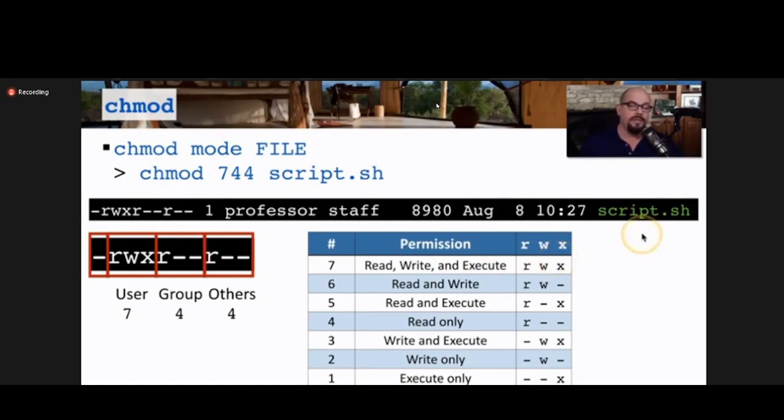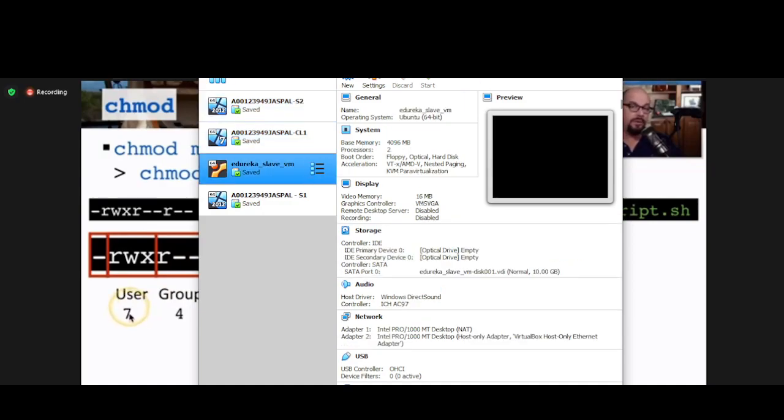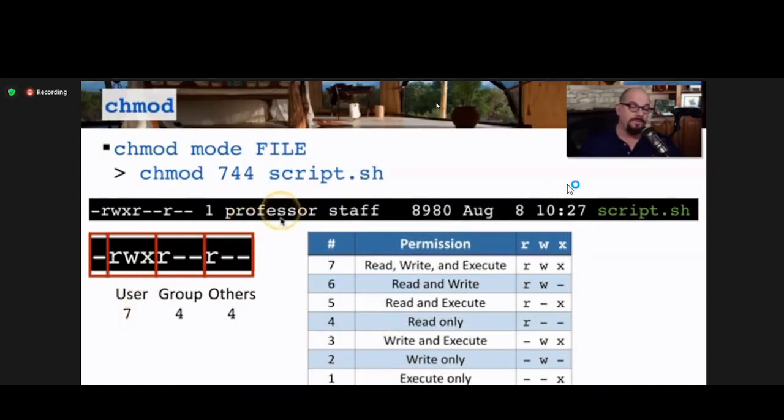Let's look at the permissions that we set for script.sh. Looking at this output of the ls command, we can see that the owner of the file is professor and the group associated with the file is staff. We assigned mode 7 for the user or owner, so the professor user has mode 7, which allows professor to read, write, and execute this file. The 4 in the middle is associated with the group staff, so anybody in the staff group would be able to perform the same function as mode 4, which is read only.